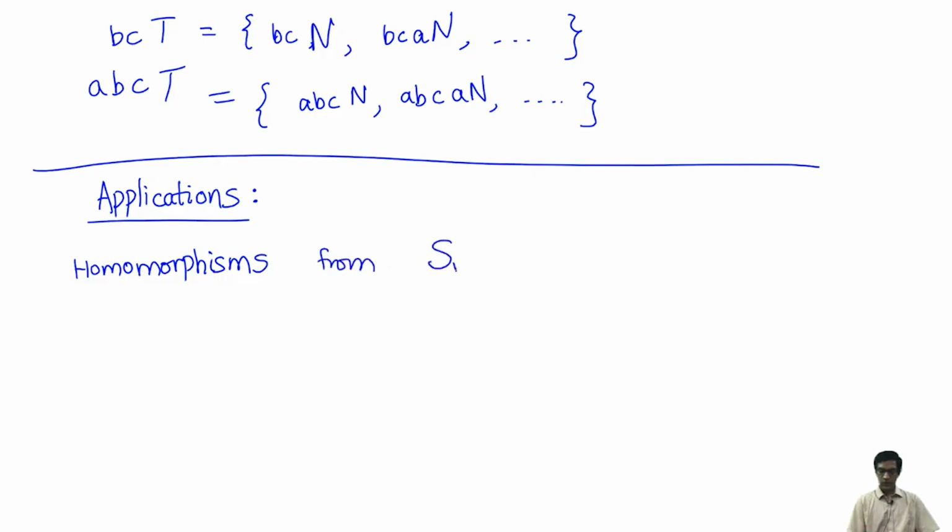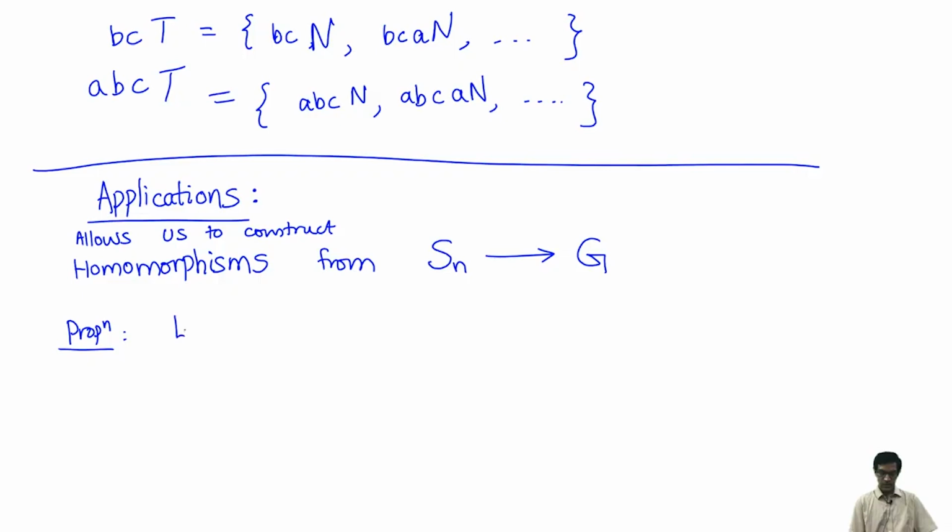If I want to construct homomorphisms from my group Sn, which I now understand in terms of generators and relations, I can construct homomorphisms from Sn to any other group G. Okay, how do I construct them? Well, here's the proposition. Applications of the generators and relations procedure: it allows us to construct group homomorphisms from Sn to any other group.